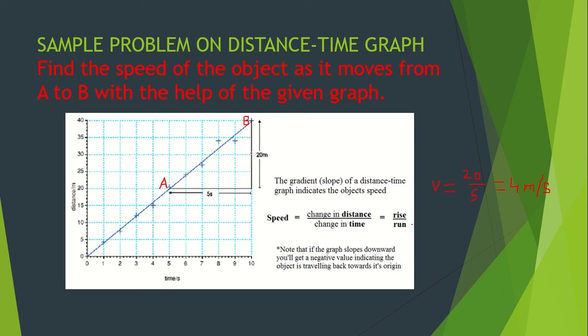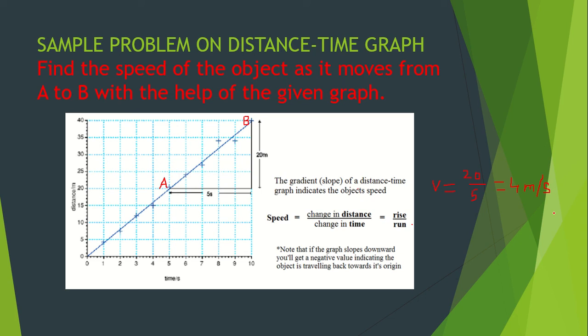So change in distance means, as you can see, the final distance is 40 meters and the initial distance is 20 meters. For this particular portion, you can see there is a black line, and 40 minus 20 gives you 20, as it is written here. Now change in time. This is the particular time interval. 10 seconds minus 5 seconds gives you 5. So 20 by 5 gives you 4 meter per second. This is the velocity of the object or the speed of the object.